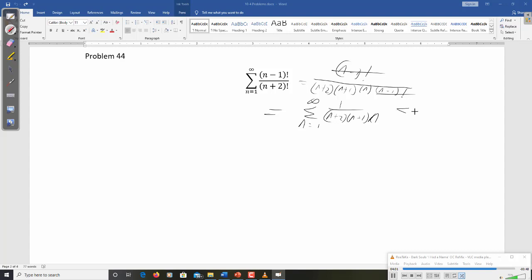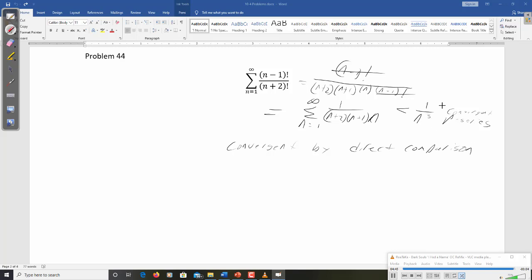So you can either use the direct comparison test, or you can use the limit comparison test. I think I'll use the direct comparison test on this one. I subtracted things off the bottom, so I made the bottom smaller. That means the whole fraction is bigger. This is a convergent p-series. So convergent by direct comparison test.